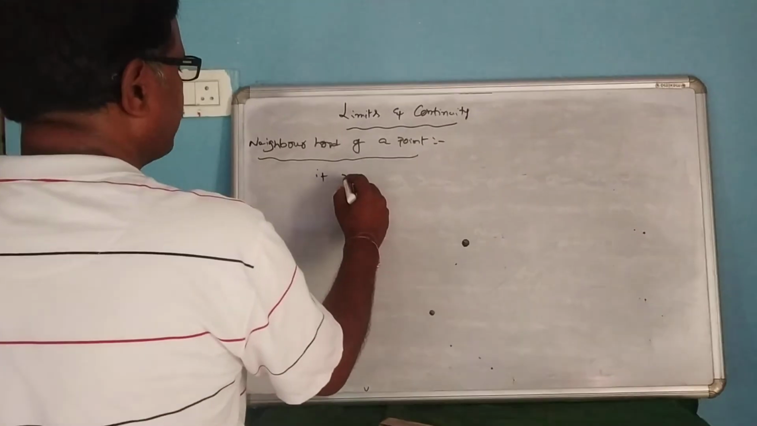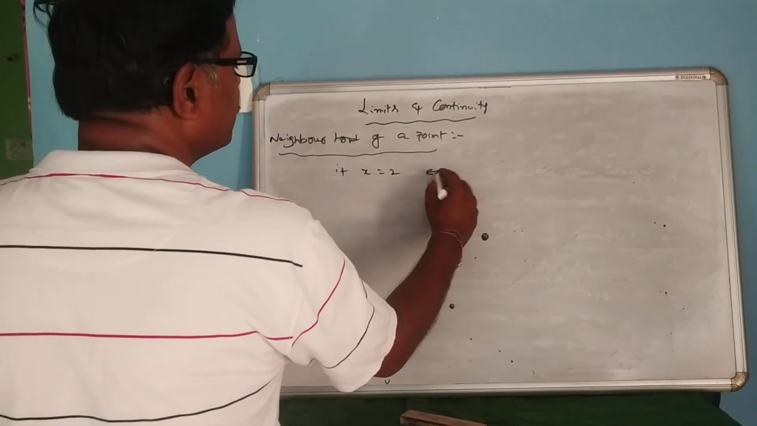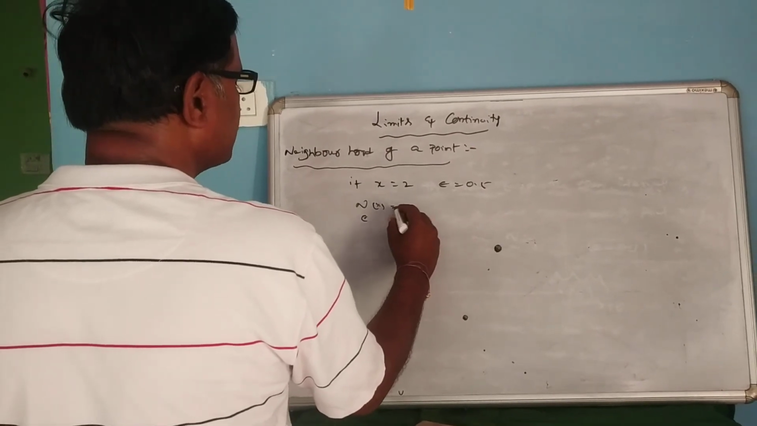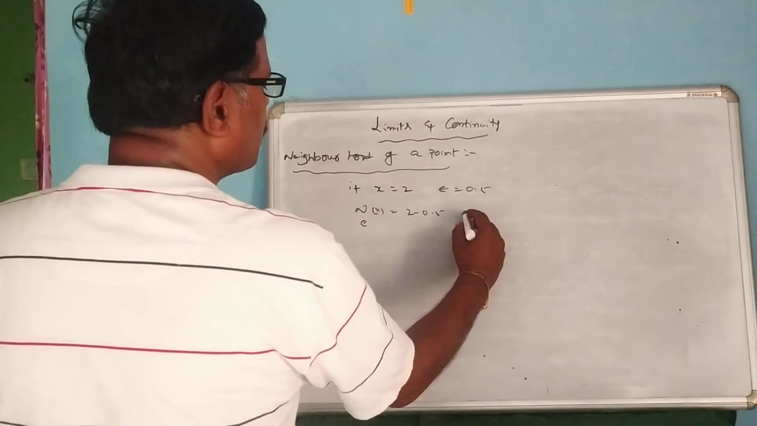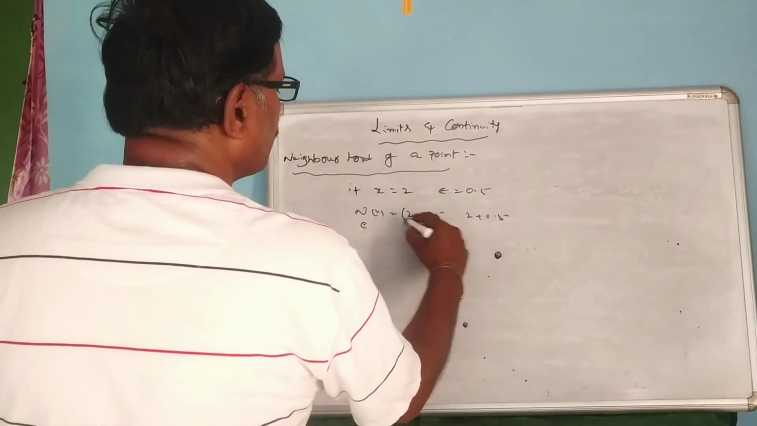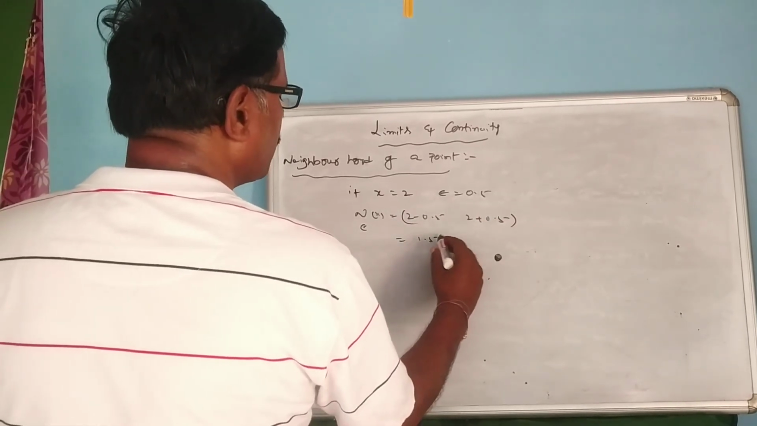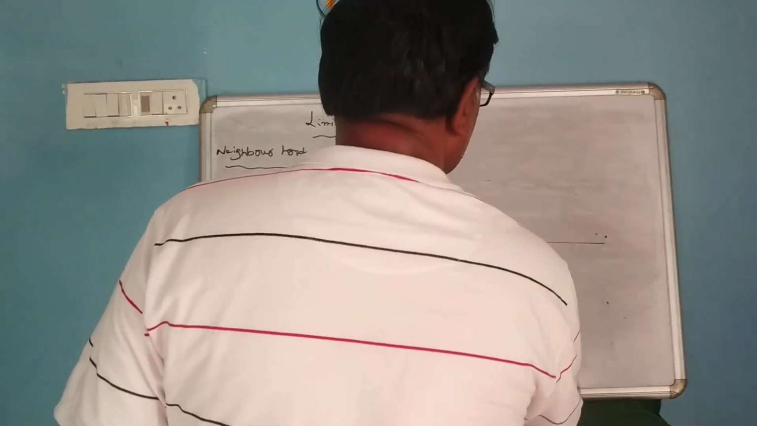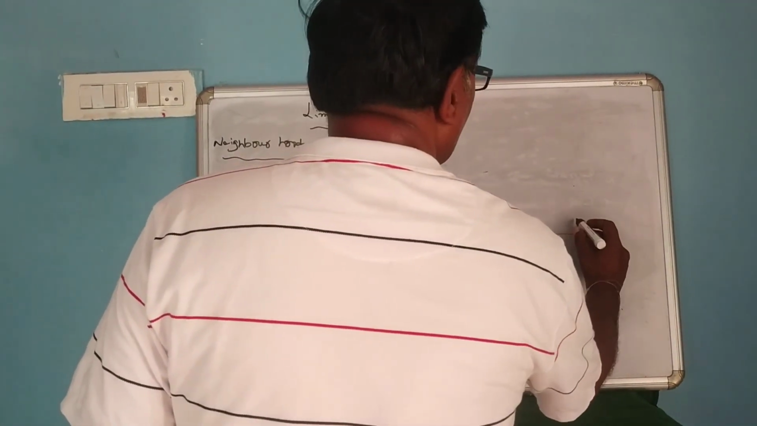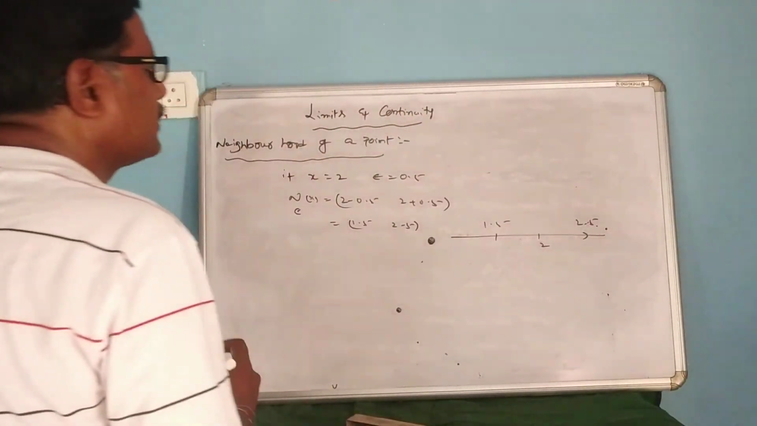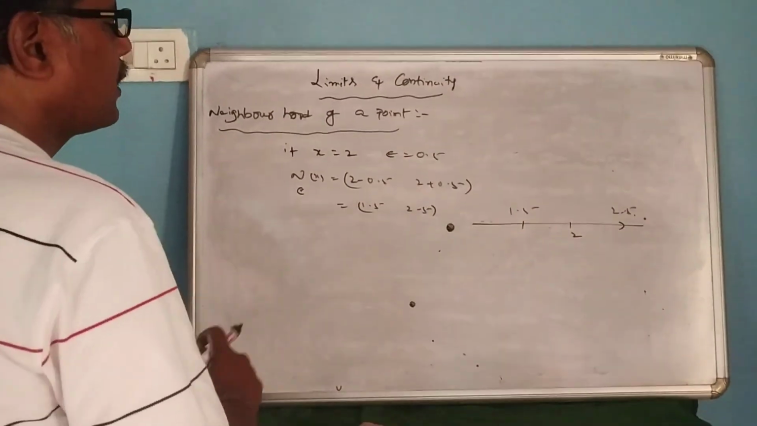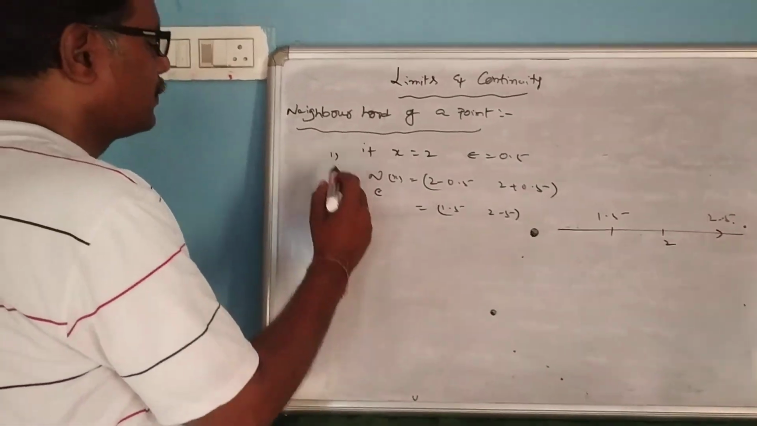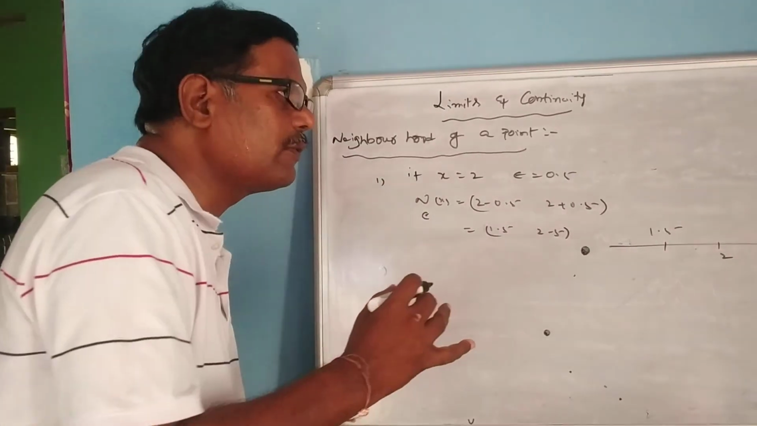Example: x is equal to 2, epsilon is equal to 0.5. N epsilon of x is equal to (2 minus 0.5, 2 plus 0.5), that is (1.5, 2.5). For example, this is 2, this is 1.5, this is 2.5. This is called the epsilon neighborhood of 2.